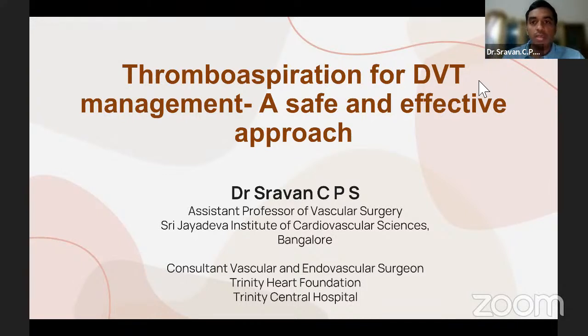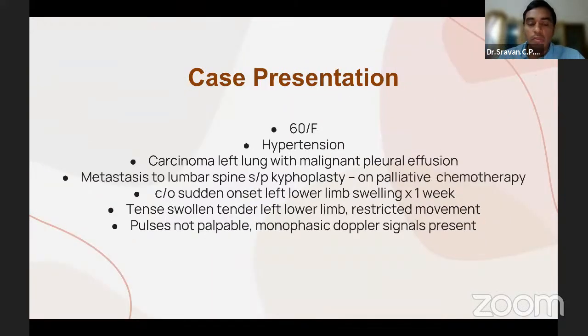Going to the case directly, she is a 60-year-old hypertensive female with a known carcinoma of the left lung with a recent metastasis within 2 months to the lumbar spine. She had to undergo kyphoplasty because there was significant compression of the spinal nerves. Post kyphoplasty, there was good relief in her back pain. The metastasis was also confirmed during the kyphoplasty because they did a biopsy. Secondary to that, she was started on palliative chemotherapy.